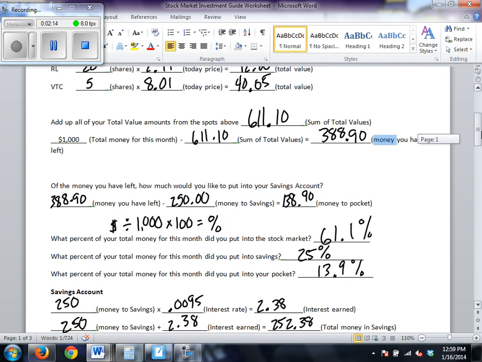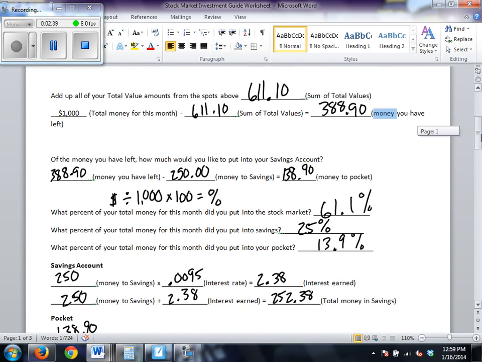Alright, so of the money you have left, how much would you like to put in savings? So this is where we do that. So we have $388.90. That's the money we have left. I'm going to decide, okay, I want to put $250 into savings. That leaves me with $138.90 for my pocket. Okay? So that helps me kind of figure out where all my money is.